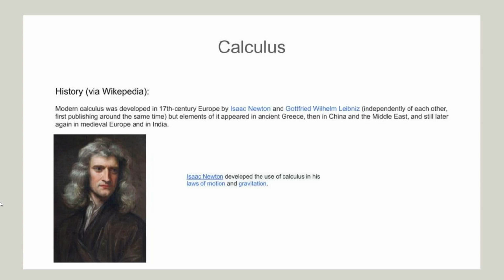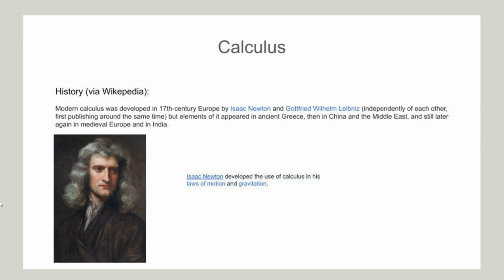So a little bit of history about calculus is that it was developed in 17th century Europe by Isaac Newton and Gottfried Wilhelm Leibniz. Isaac Newton developed the use of calculus in his laws of motion and gravitation. So it's been around for a long amount of time. It appeared in ancient Greece, in China, the Middle East, and again in medieval Europe and in India. So that's just a little bit of history about calculus.